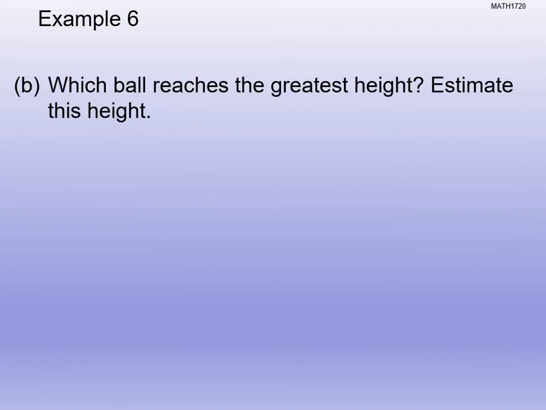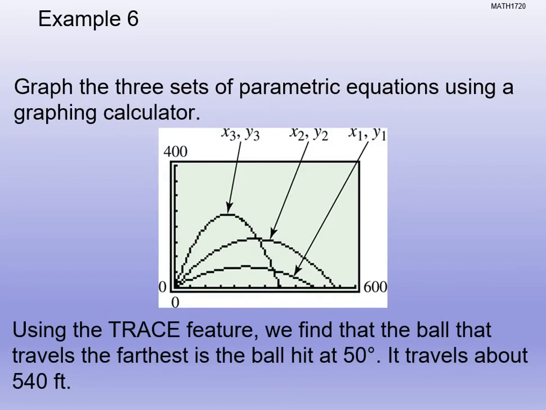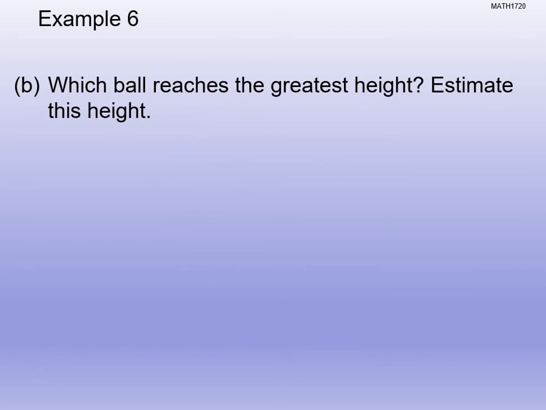Which ball reaches the greatest height? Well, we can step back and look at the graph. We already know which one's going to reach the greatest height. Let's figure out why, though. Okay, so we have x3, y3. So that third parametric equation, that was 70 degrees. Well, it was obviously hit with the greatest angle as well. So we're going to estimate the height on this one when that happens.